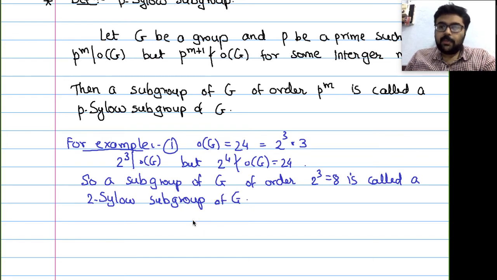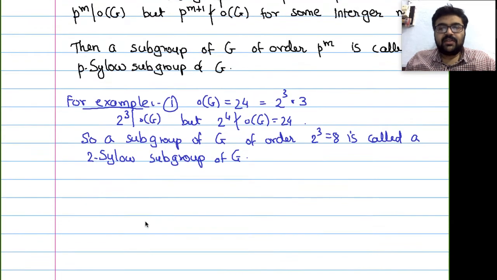For whatever prime divides the order of G, the highest power p^m such that p^(m+1) does not divide the order of G but p^m does, that is called a p-Sylow subgroup. Here, 2^3 is the order of a 2-Sylow subgroup. A subgroup of order 2 is not called a 2-Sylow subgroup. A subgroup of order 4 is also not. A subgroup of order 8 here is called a 2-Sylow subgroup.